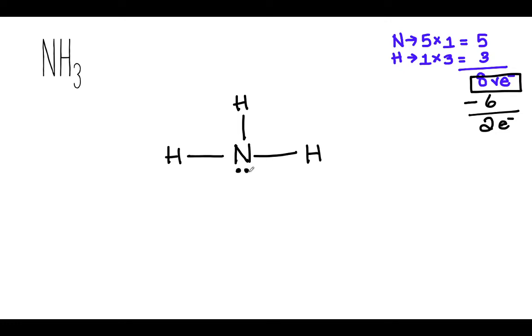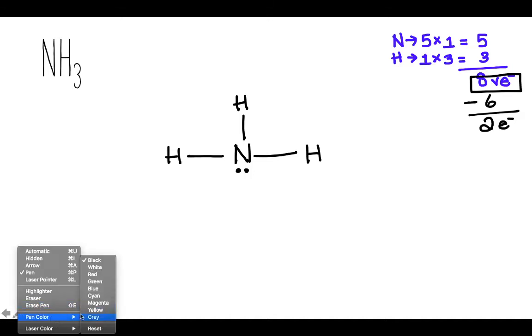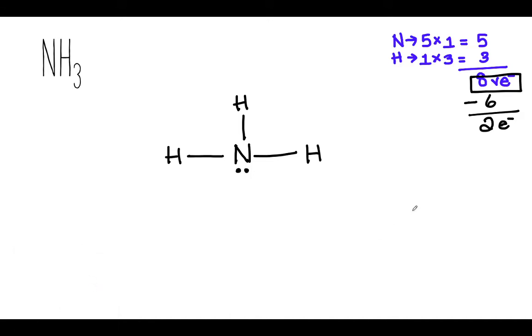Now, there's a way for me to confirm whether or not this is the correct structure. And that method is called formal charge. Formal charge involves taking a look at the charge for each element in the structure. So I have here nitrogen. So let's start with nitrogen.